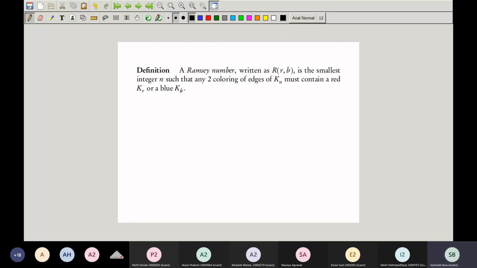Why? Because if you take any two coloring of K6, it must contain a red K3 or a blue K3. So R(3,3) is not 5, because we saw that in K5 there is a coloring with no red triangle or blue triangle. So R(3,3) is bigger than 5. It is less than or equal to 6 by the theorem, so it is exactly equal to 6. So that's the first kind of Ramsey number that we have already seen. So any questions with the definition?